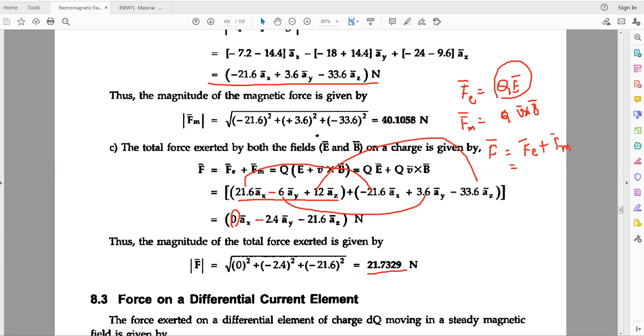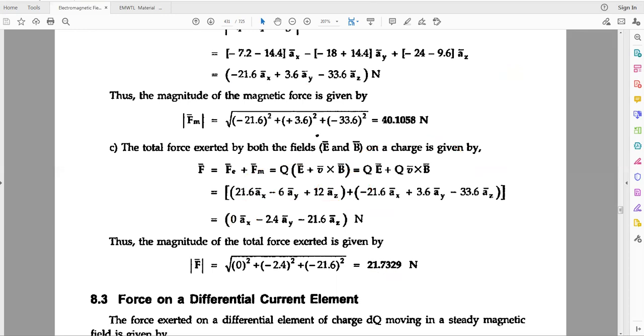Got it, my students? You have to remember the two formulas here. The Fe bar is equal to Q into E bar. Fm bar is equal to Q into V bar cross B bar, the cross product. Okay. The next example.